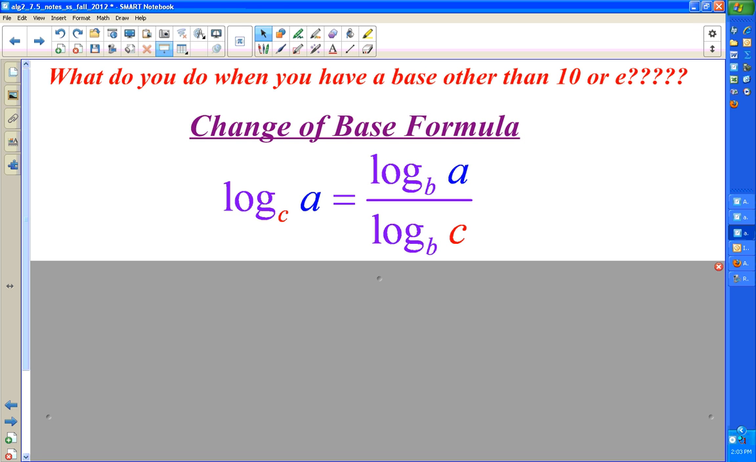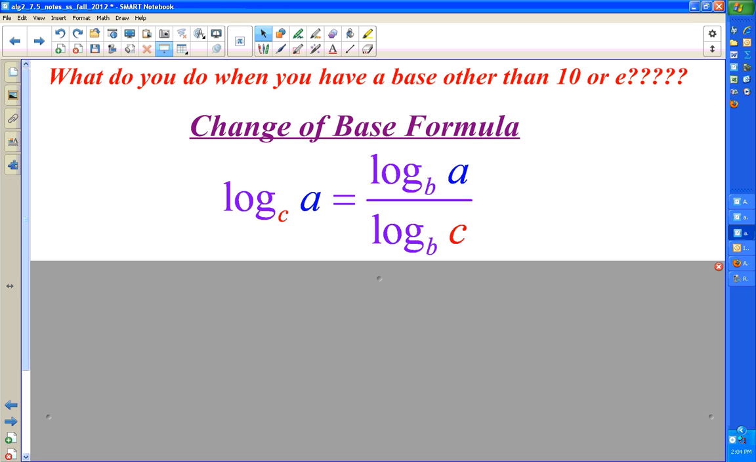It looks way more complicated than it is because this is a generic form. This says if you have log base C of A, you don't really know your base C, whatever it is. It could be 3, 2, 5, 11. It could be anything except base E or base 10. You don't like the base that you have, and you want to change it. This tells you you can change it to log base anything you want of whatever you were taking the log of before, divided by log base anything you want, as long as it was the same as the base you picked on the top, of the base that you had prior to that.